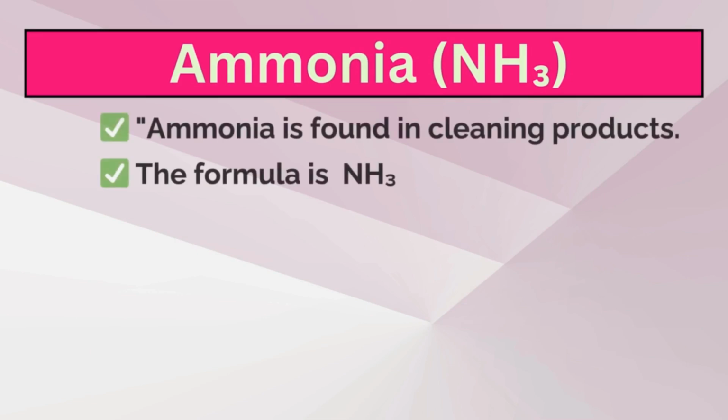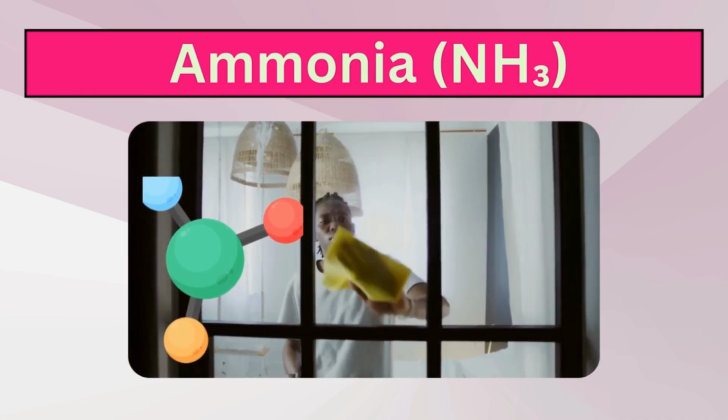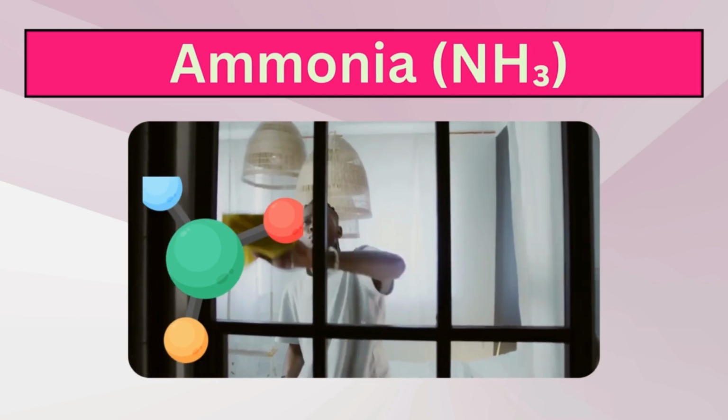Ammonia, NH3. Ammonia is found in cleaning products. The formula is NH3. It means that 1 nitrogen atom is bonded to 3 hydrogen atoms.